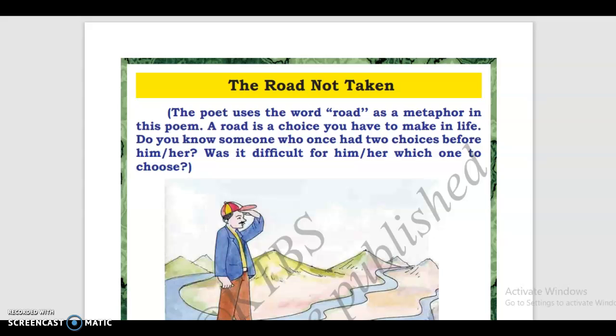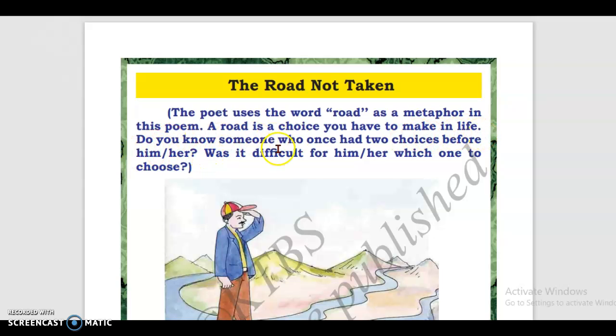Hello students, in this video we are going to learn Unit 6 poem The Road Not Taken, written by Robert Frost. The poet uses the word road as a metaphor in this poem. A road is a choice you have to make in life.